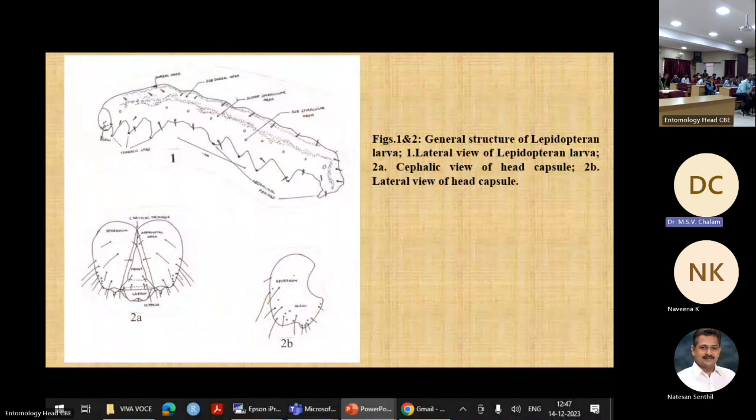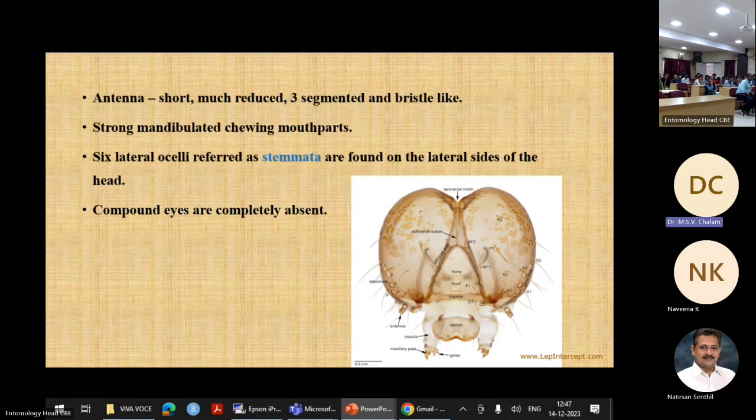So this is the general structure of the larva. Next one, please. Coming to the various morphological features which we will be using in chaetotaxy, the first one is the antenna. In Lepidopteran caterpillars, the antennae are short, much reduced, bristle-like in appearance, three-segmented, with strong mandibulate mouthparts. Ocelli are generally referred to as stemmata, and there are 6 ocelli arranged in a circular or semicircular fashion. Compound eyes are absent.